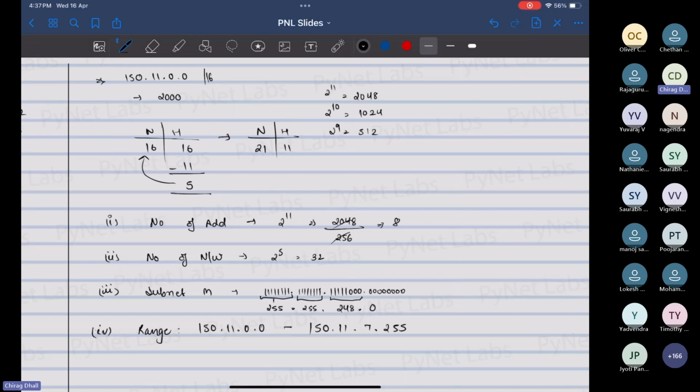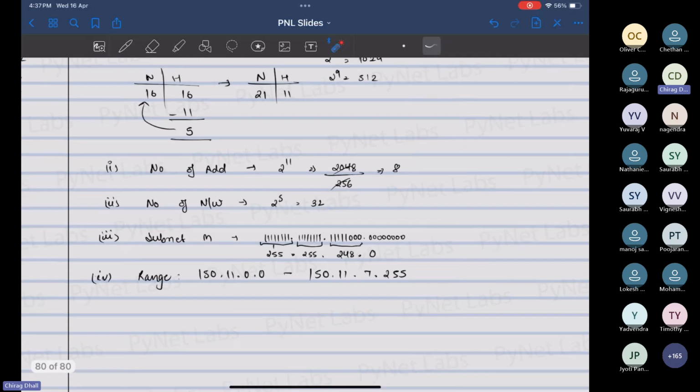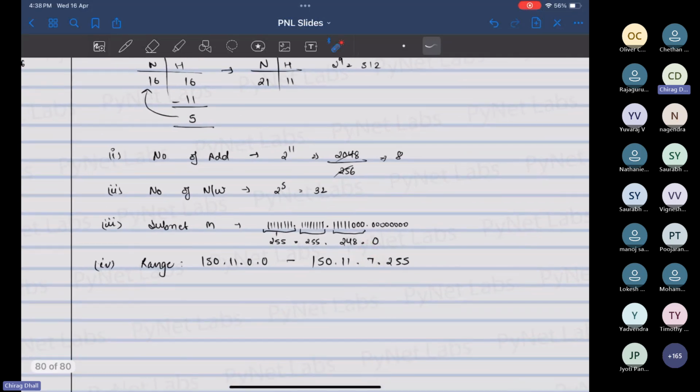Okay, the question is why do we divide by 256? So Ananya, the thing here is that the maximum you can have in one octet is 256, or to be specific 0 to 255, right? You cannot go beyond that. So it's pretty obvious that my range cannot be 150.11.0.0 to 150.11.0.2000 or something, right? I can only have a maximum of 255 in my octet. So I need to know what number of change I require in my third octet to fulfill my requirement. Make sense?